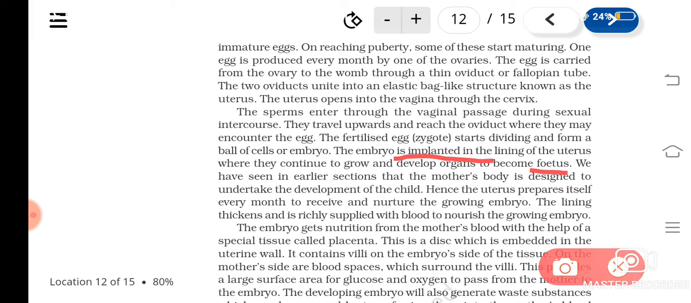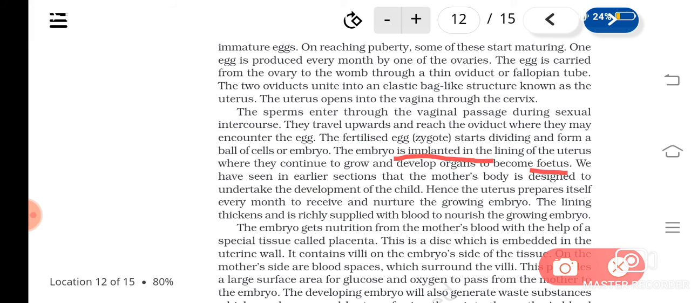Understood? During this, the thickness of the lining of the uterus increases, and it gets richly supplied with blood to nourish the growing embryo. Understood? So I told you, if fertilization happens, what happened? I already said what happened.